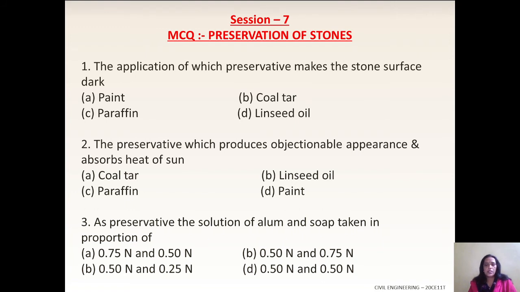As a preservative, the solution of alum and soap is taken in a proportion. What should be the proportion of this in a solution? A 0.75 normal and 0.50 normal. B 0.50 normal and 0.75 normal. C 0.50 normal and 0.25 normal. D 0.50 normal and 0.50 normal. The answer is A, 0.75 N and 0.50 N.